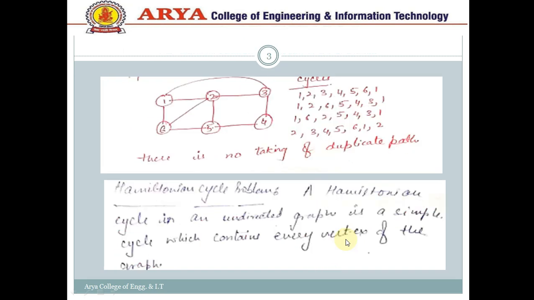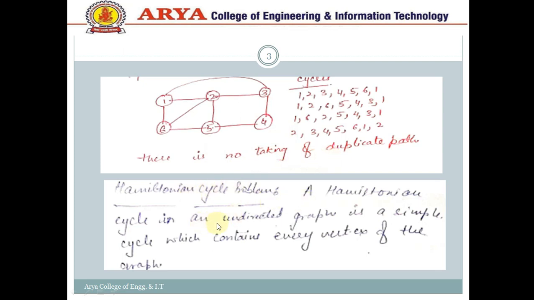Next is an example of this. In this graph, the number of nodes present is 1, 2, 3, 4, 5, 6, and each node is connected to the others. We can form a number of cycles for this, like 1, 2, 3, 4, 5, 6, 1. That means 1 to 2, 2 to 3, 3 to 4, 4 to 5, 5 to 6, and 6 back to 1. There are a number of possibilities, and there is no taking of duplicate path values. So what is the Hamiltonian cycle problem?